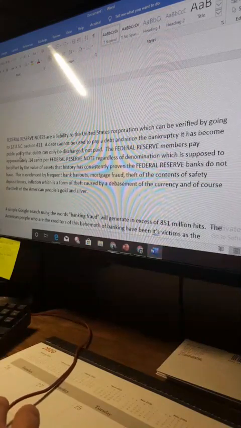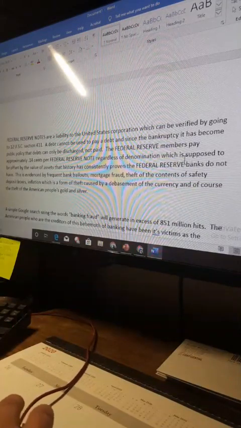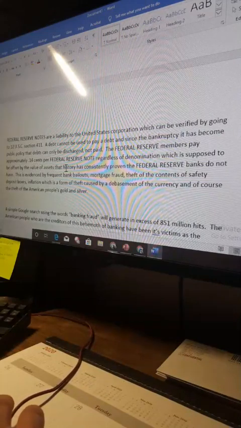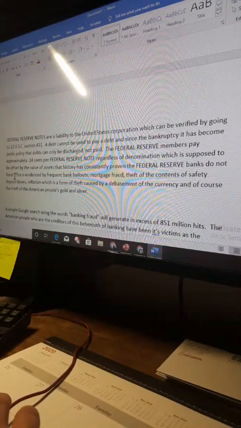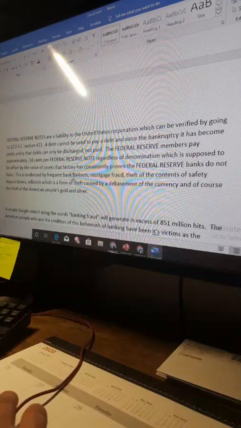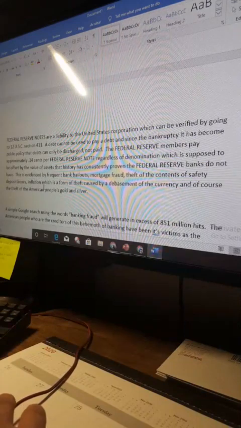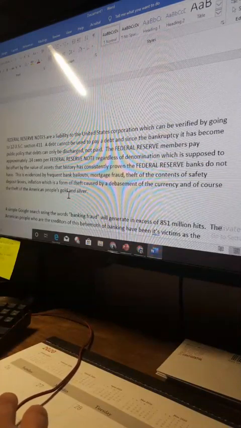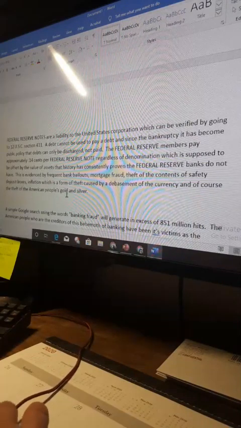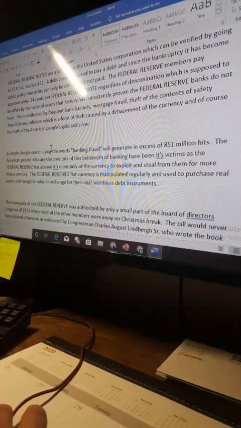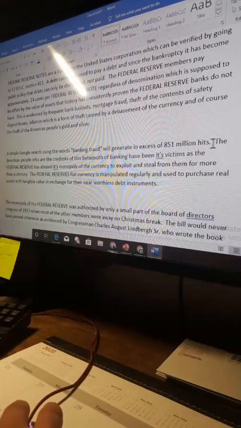The Federal Reserve members pay approximately 14 cents per Federal Reserve note, regardless of the denomination, which is supposed to be offset by the value of the assets that history has consistently proven the Federal Reserve banks do not have. This is evidenced by frequent bank bailouts, mortgage frauds, theft of contents of safety deposit boxes, inflation, which is a form of theft caused by a debasement of the currency, and of course the theft of the American people's gold and silver. A simple Google search using the word banking fraud will generate in excess of 851 million hits.